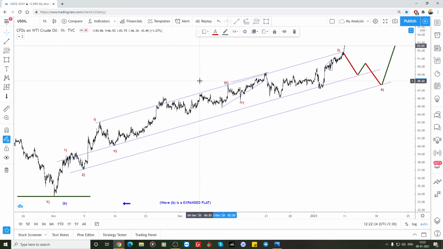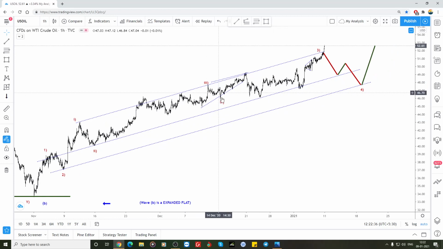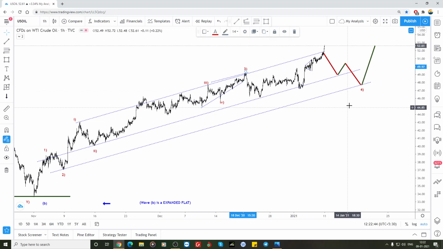So this got completed, the 3 here. So 4, 5 is a five-wave structure in the wedge formation. Here also the wedge formation. So whether this could be the end of the bigger third, this could be the end of the fourth.